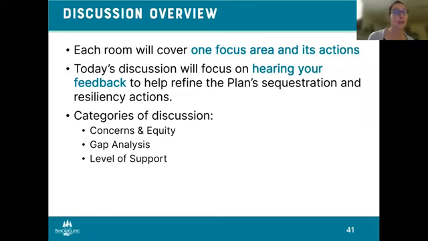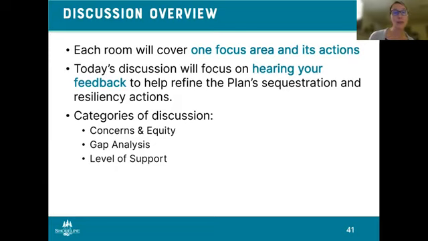In the beginning of the workshop, we asked all of you that were there right at the beginning to take a poll and choose to focus either on ecosystems and sequestration or community resilience and preparedness. And some of you indicated a preference for one or the other. So you'll get put into a room that discusses one or the other.